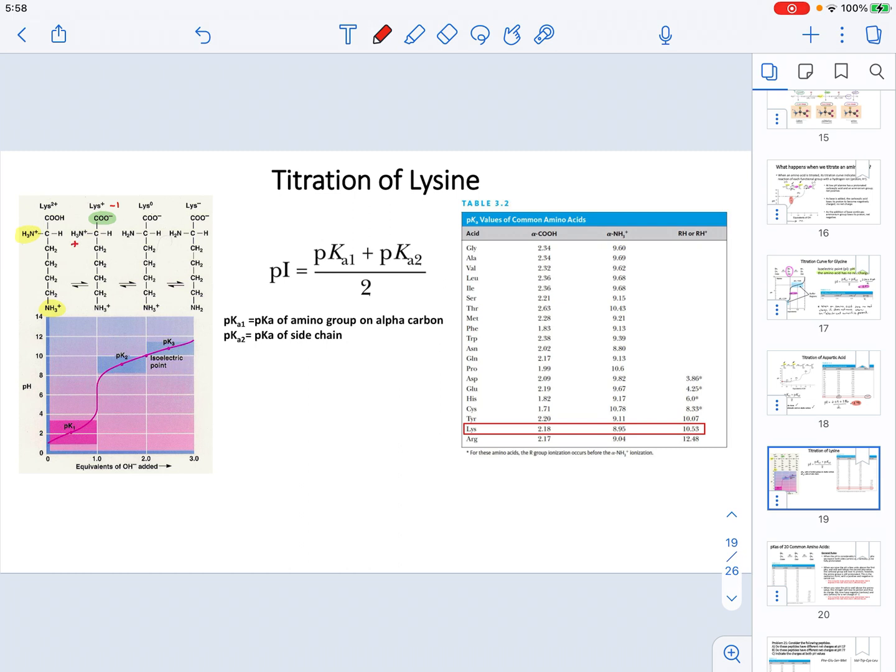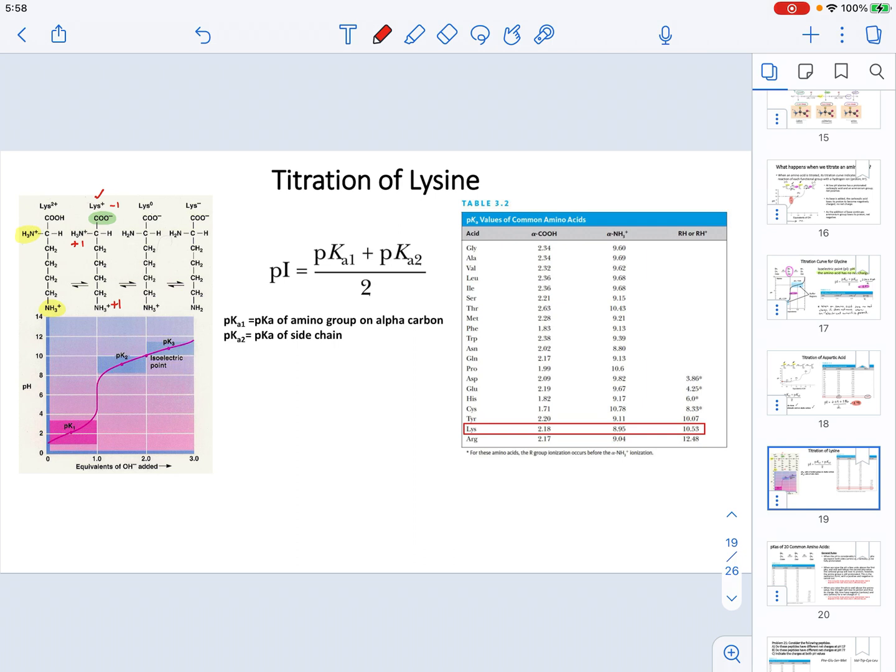My amino group next to the alpha carbon is +1. My amino group in the side chain is +1. The overall charge of the molecule is going to be +1. Then I continue increasing the pH in the system.